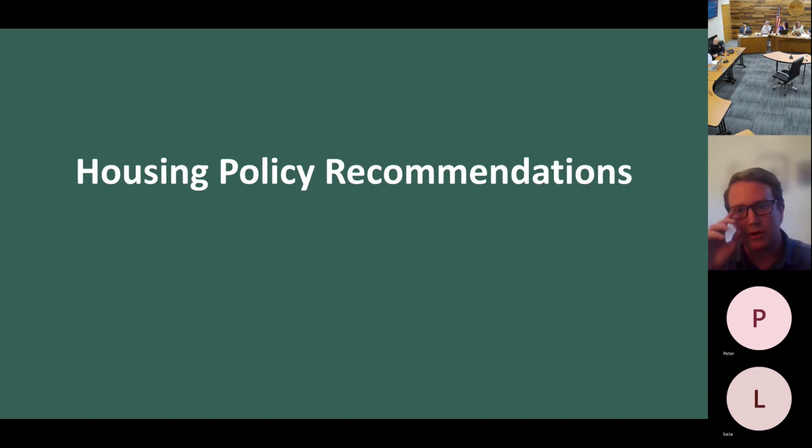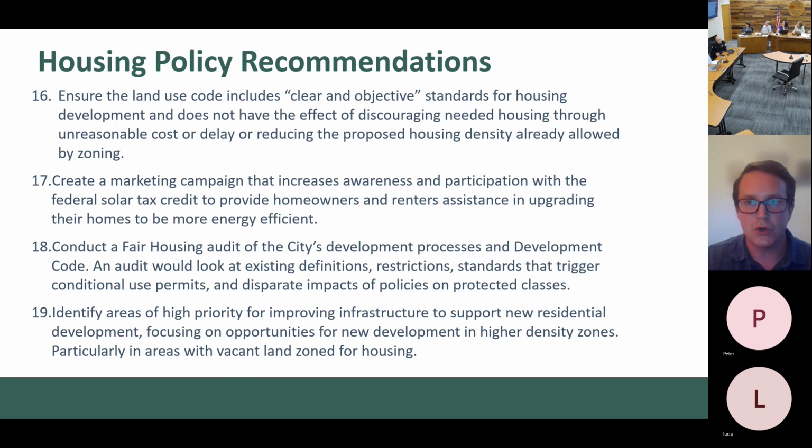So the next section will discuss policy recommendations. These are things that we've identified and recommended for your consideration moving forward for your housing chapter. This is what you might discuss as you consider this document. So really quickly, I'm just going to go through these, and please feel free to highlight any of them and we can discuss them. I'll just read through these really quickly. This starts at 16 because you've already got 15 policies in your plan.